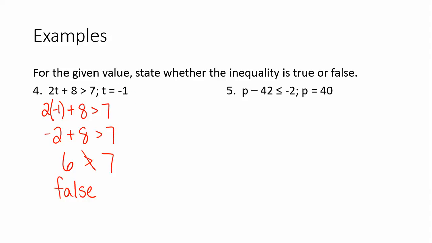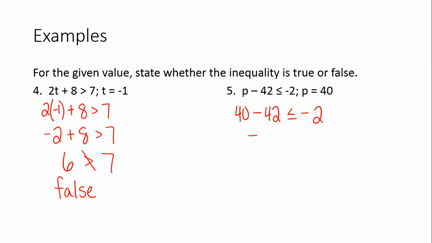If you'd like to pause the video and try number 5 on your own, again, we're substituting in the given value for the variable. So p is 40, so we're going to write 40 minus 42 is less than or equal to negative 2. So we're trying to determine, is this statement true or false?